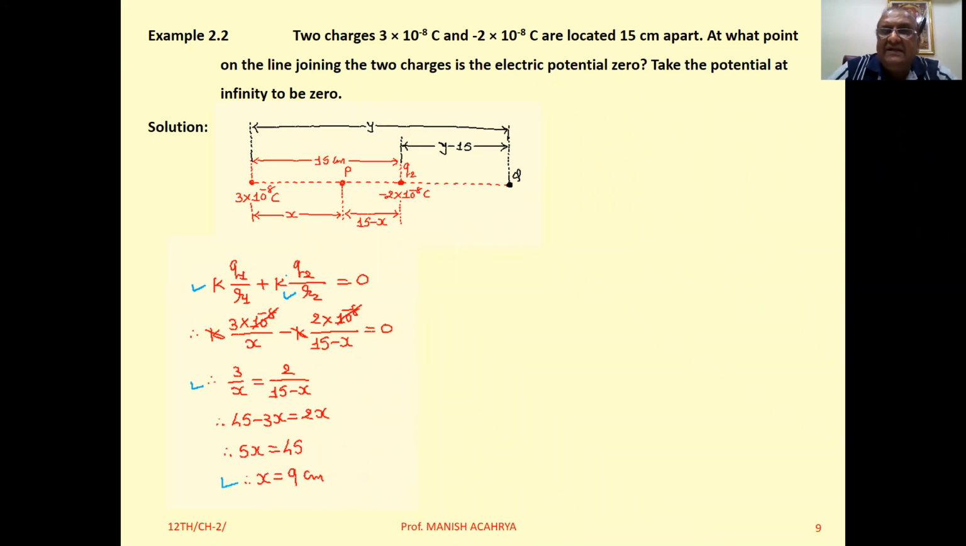It implies that the point where the resultant or net potential becomes 0, that point will be at 9 centimeter from 3 into 10 raised to minus 8 coulomb charge, or in other words we can say it is at 6 centimeter from minus 2 into 10 raised to minus 8 coulomb charge. Clear to all of you?